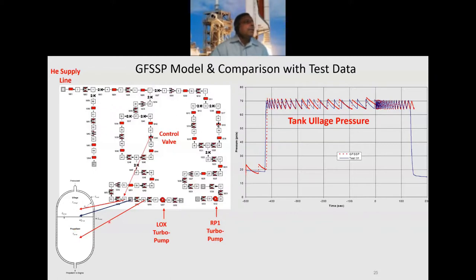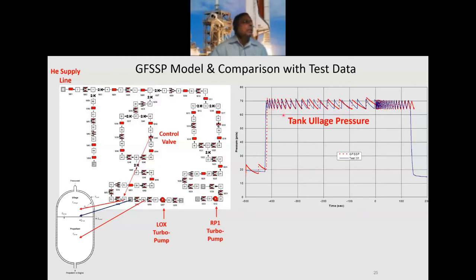So the intent is to maintain the pressure within a certain band, and there is a pressure control valve which does that. When your pressure exceeds a certain value, you close the helium supply. When it is reduced, you open that one. So it's a kind of an on and off valve.